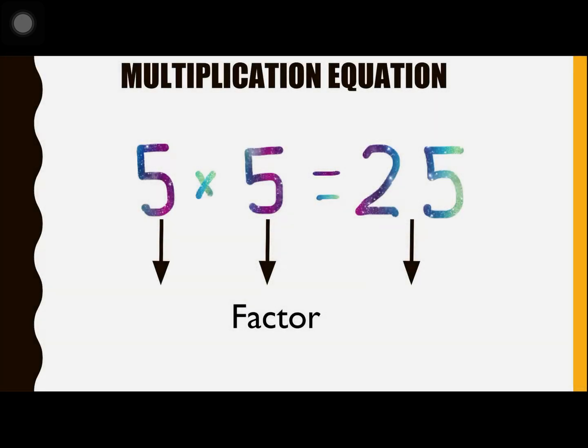Now this is an example problem to show a multiplication equation and the names of each number in the equation. In this equation, 5 and 5 are the factors and 25 is the product. This shows 5 as one factor and the other 5 is also called a factor, and 25 is the product. If we were doing 3 times 4, the factors would be 3 and 4, and the product would be 12.